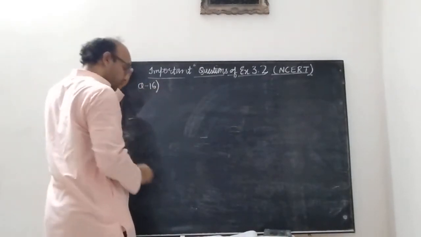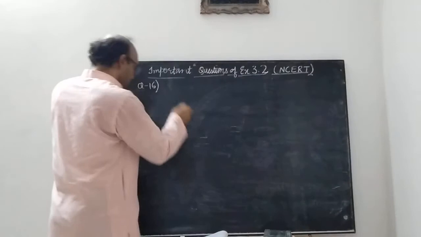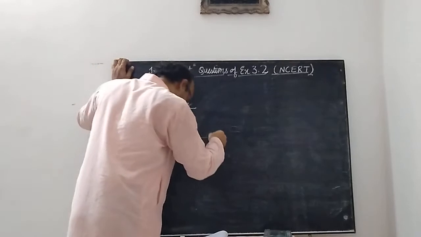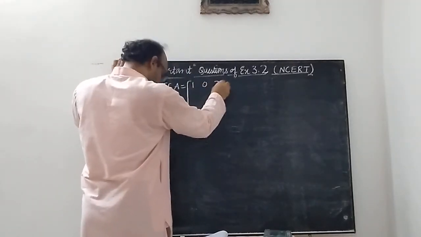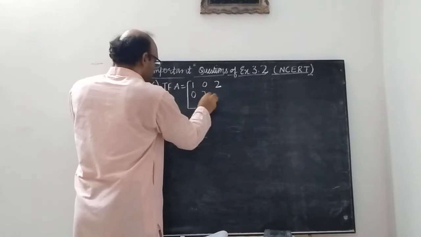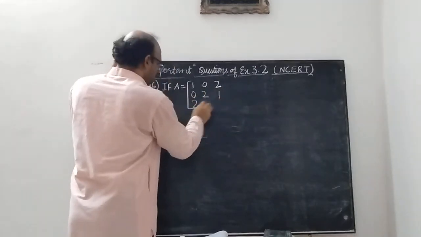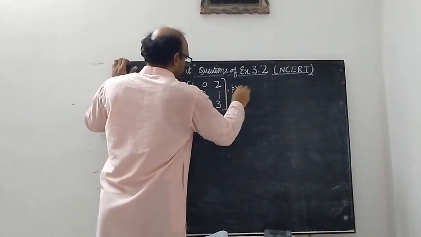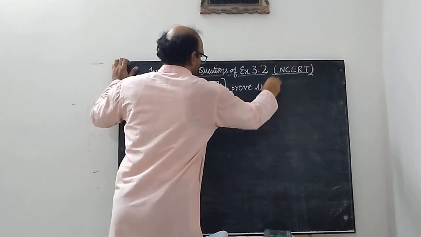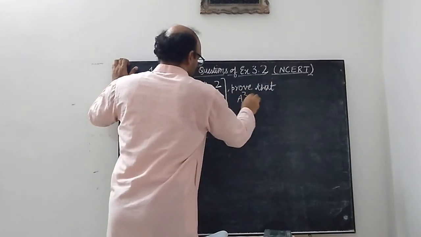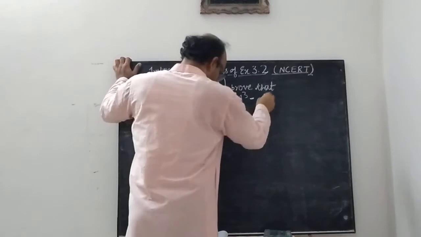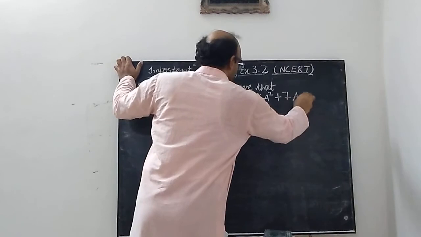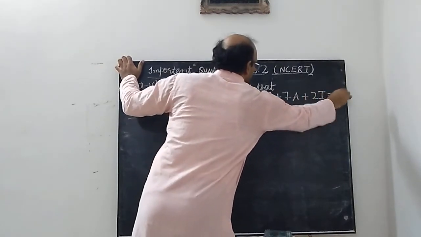Question number 16 says, if A is equal to the matrix 1, 0, 2; 0, 2, 1; 2, 0, 3, then we have to prove that A cube minus 6A square plus 7A plus 2I is equal to the 0 matrix.